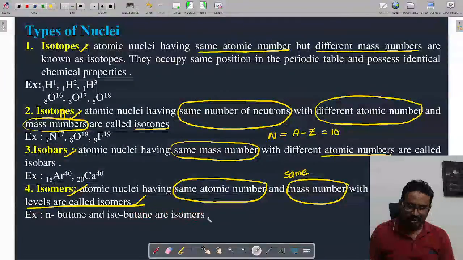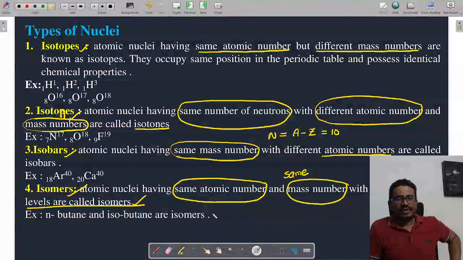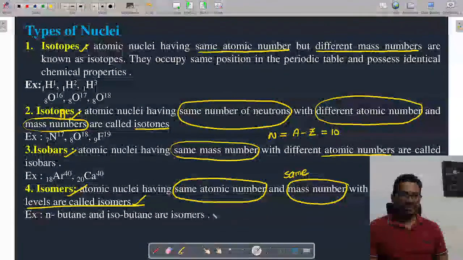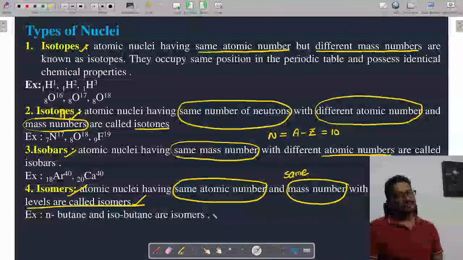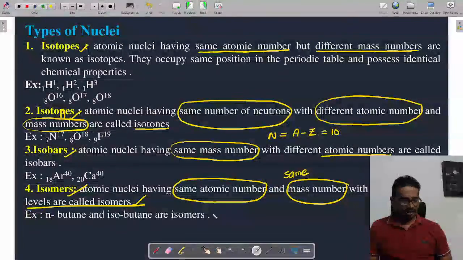N-butane and isobutane are called isomers. Have you heard these words? N-butane, isobutane. The structures are different, so that means the energy levels are different. Energy levels are different, but the atomic number and mass number are both the same. These are called what?